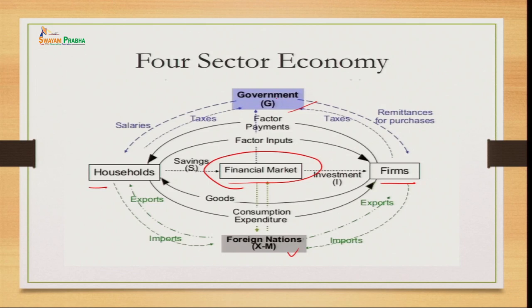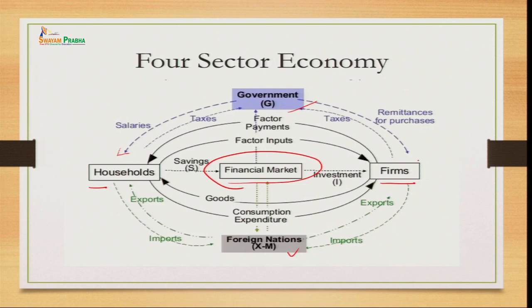As you all know, many of us are also government employees, we are working in government organizations. So the payment which is being made to us in the form of salary is the flow coming from the government, right? And whatever income we are earning, either from the firms or through the government, we need to pay the taxes to the government. Okay, so this is again an inflow and outflow taking place between the government and the household.